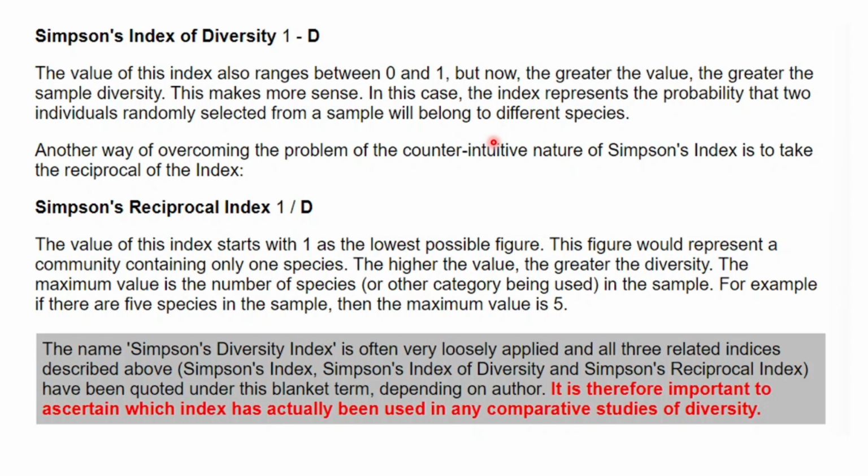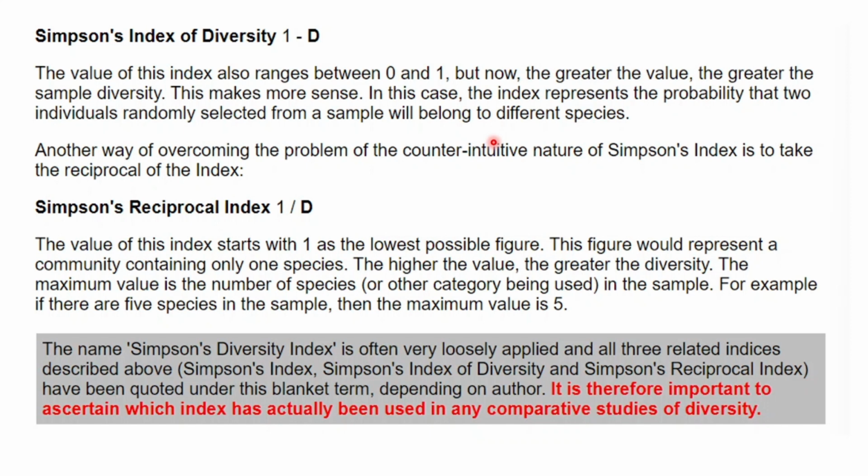Another term is the Simpson's reciprocal index, which basically means 1 by D. This index value starts with 1. It's the lowest possible figure, and this figure would represent a community containing only one species. The higher the value, the greater the diversity. So Simpson's reciprocal index says that the higher the value, the greater the diversity. But Simpson's diversity index, which was only D, says that the lower the value, the higher the diversity.